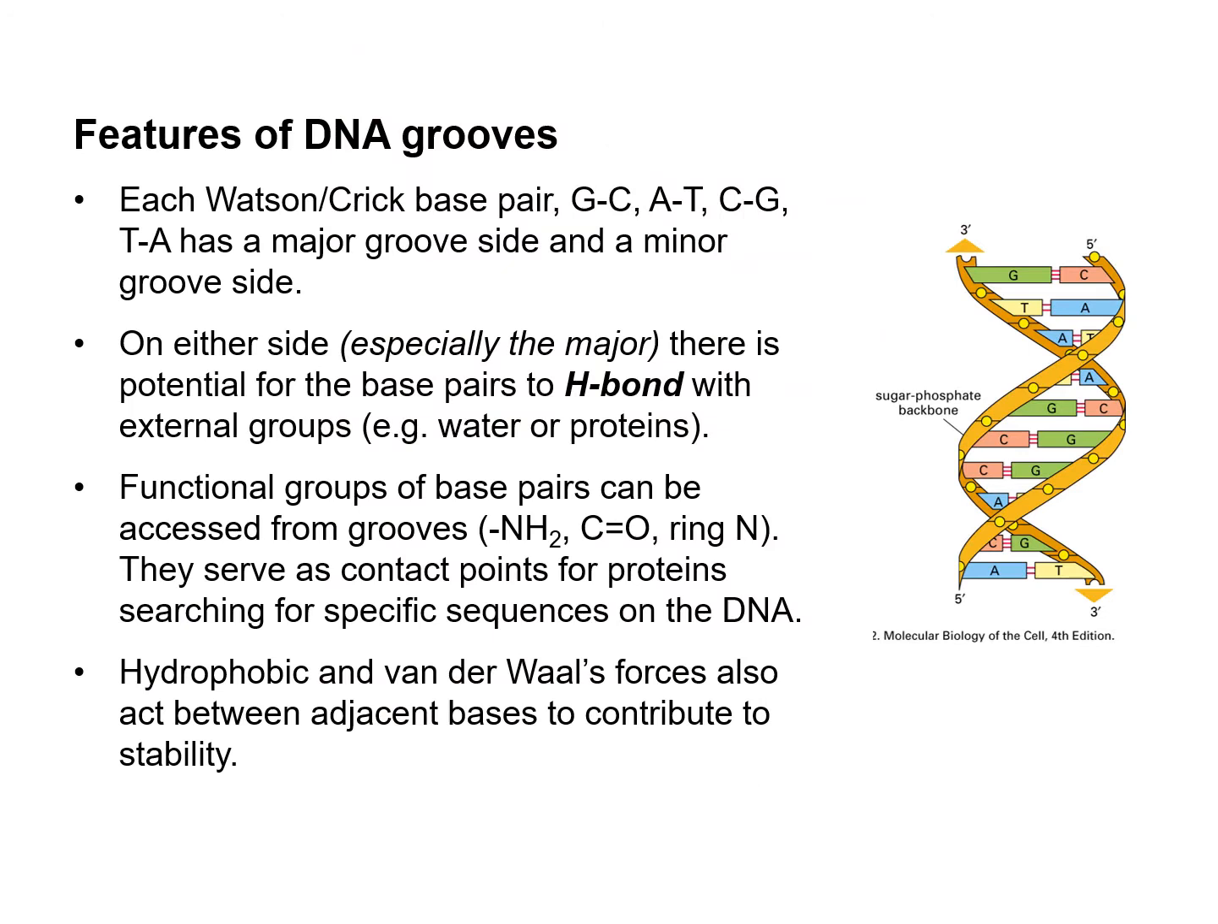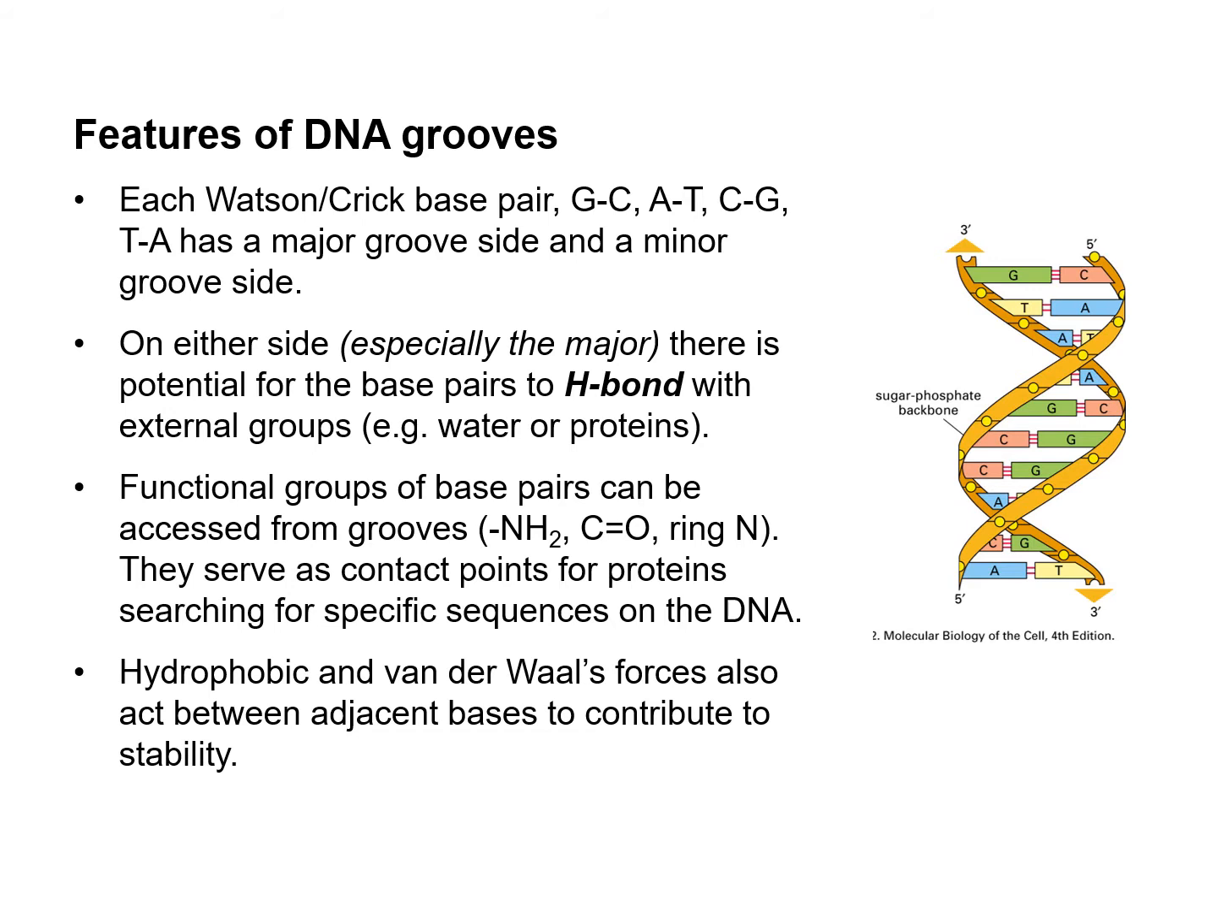And here are some features of DNA grooves which are important for biochemical reactions. First, each Watson-Crick base pair, such as GC, AT, CG, and TA, has a major groove side and a minor groove side, alternating these two types of grooves. On either side, especially the major groove, there is a potential for the base pairs to form hydrogen bonds from the nitrogenous base to external groups such as water molecules or proteins.